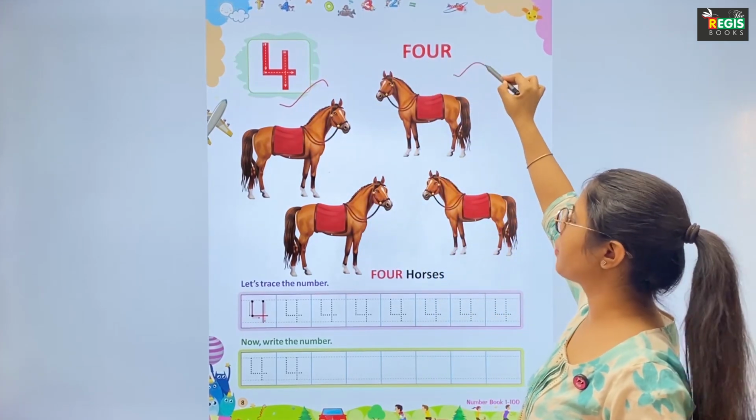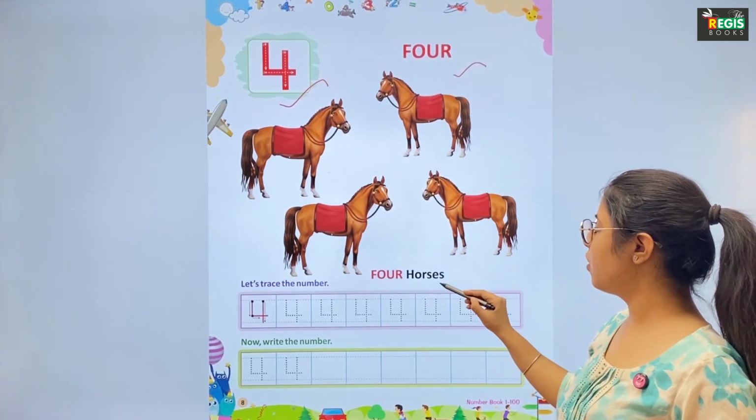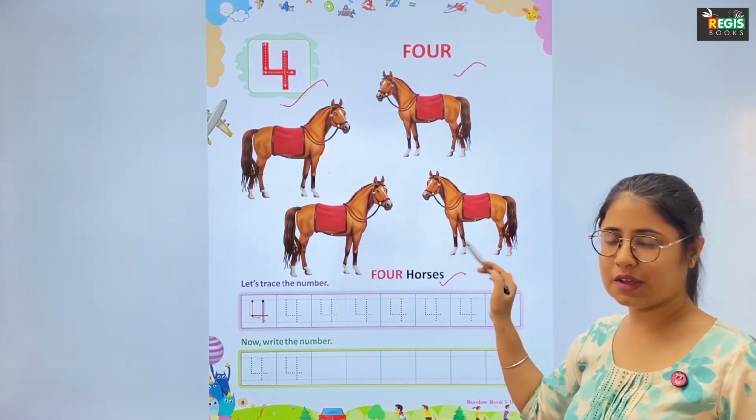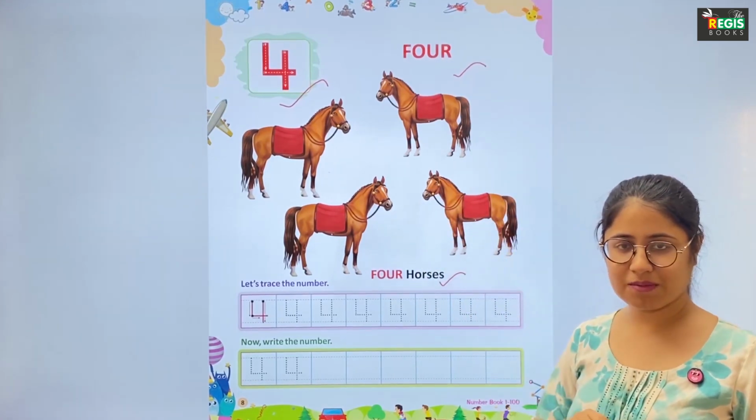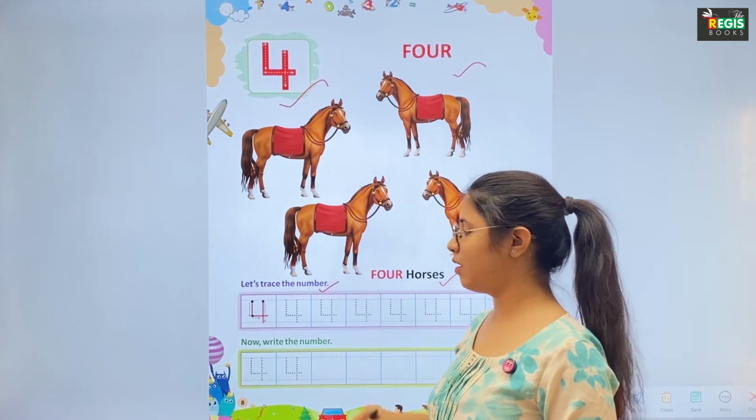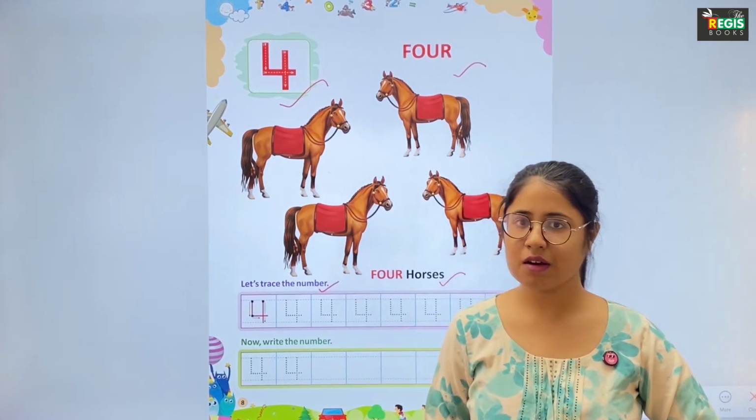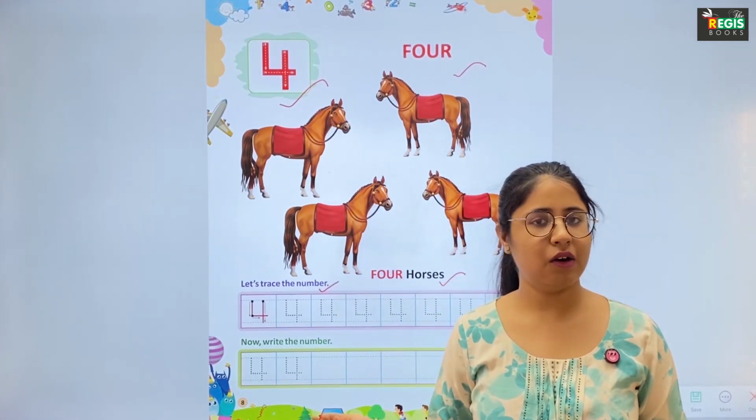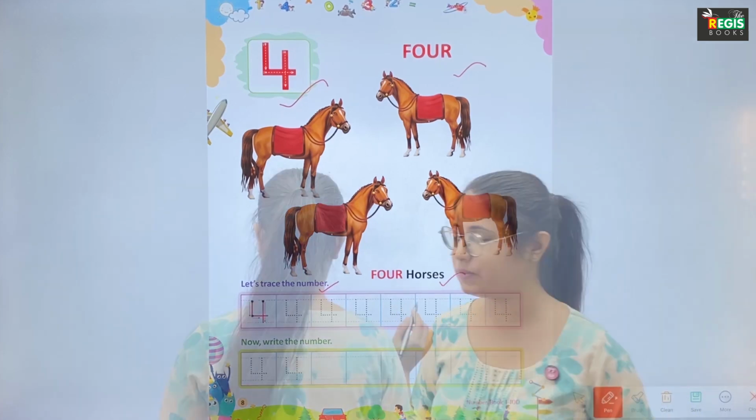4. FOUR. 4 horses. So kids, these are 4 horses. Let's trace the number. So trace the number 4 with me and learn how to write the number 4.